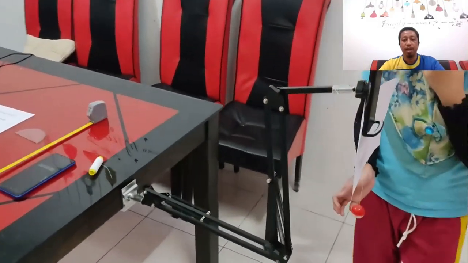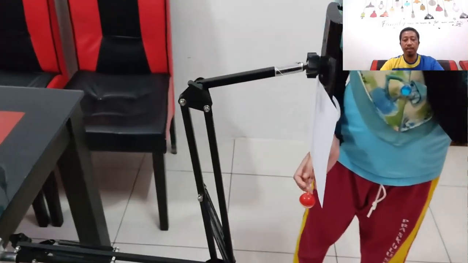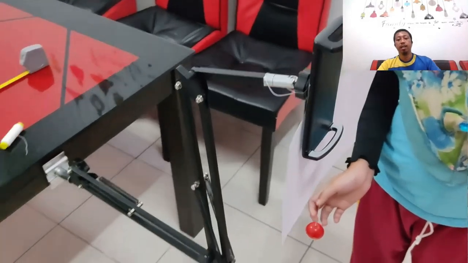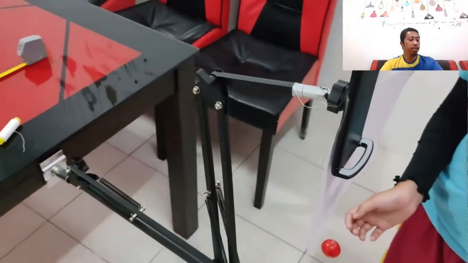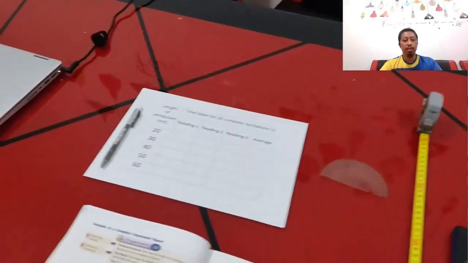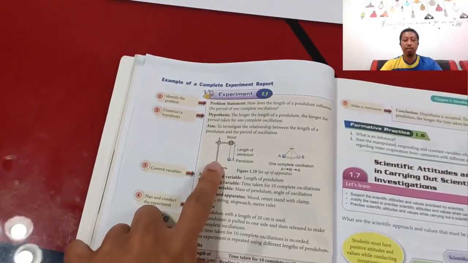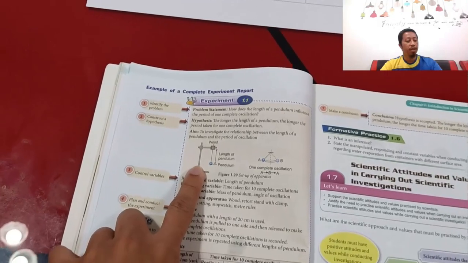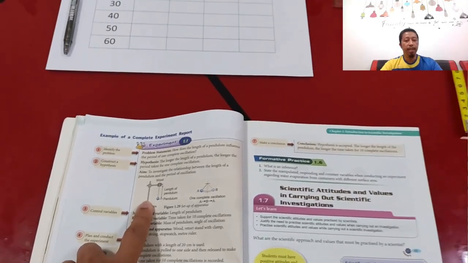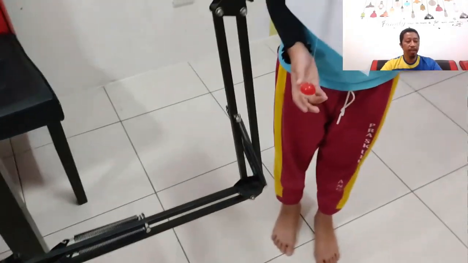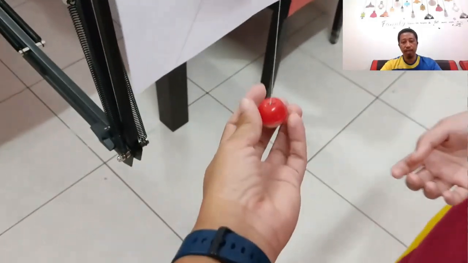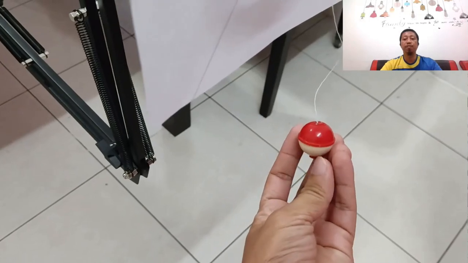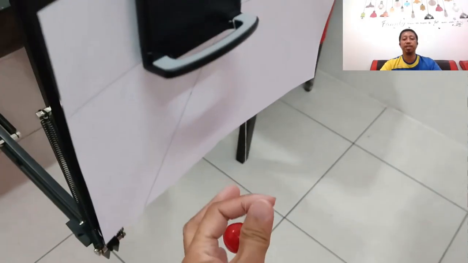I will use materials and apparatus that I have in my house. This is my phone holder, a substitution for the retort stand. I don't have a retort stand in my home. Next, for the pendulum, I also don't have a pendulum in my house, but I will use this one. I call this a fishing bobber or fishing float. Yeah, I love fishing.